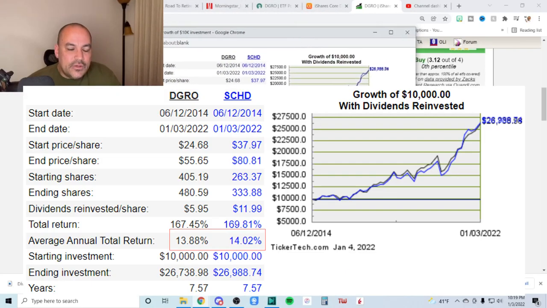So here is DGRO, and you can see DGRO and SCHD are kind of neck and neck. If you look here, total return average annual since 2014 is 13.88% for DGRO and 14.02% for SCHD. So it really comes down to what you like in your holdings. I personally like DGRO, but there's no argument that SCHD has performed extremely well, and their dividend growth rate is outstanding. So again, check out that SCHD video if you have interest in that. And that's going to conclude today's review.